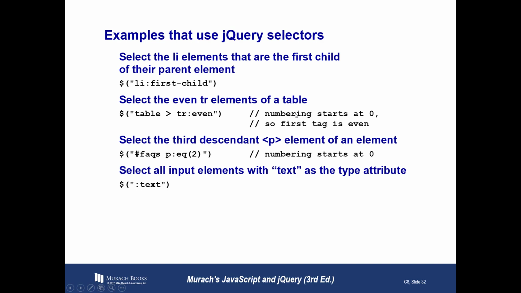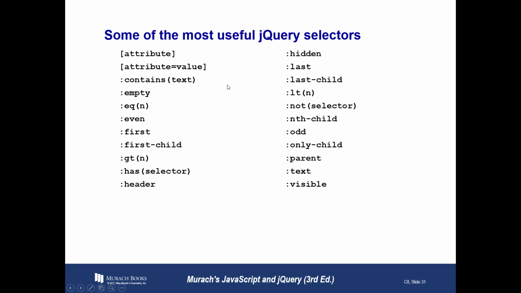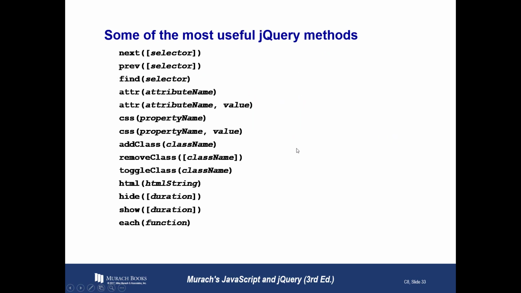It's kind of confusing because of the way jQuery works. Sometimes it starts numbering at 0. Sometimes, though, it starts numbering at 1. I don't know why they've done that, but they have. This says select all input elements with text as the element type. So here are some of the more useful selectors, and here are some of the more useful methods that you can use to work with those selectors.